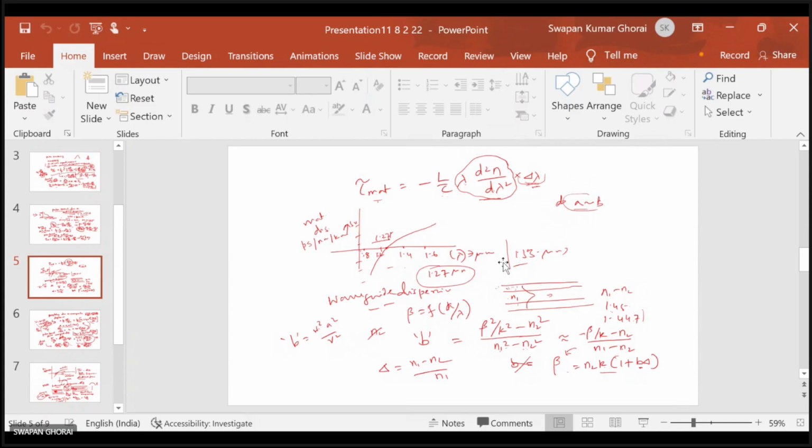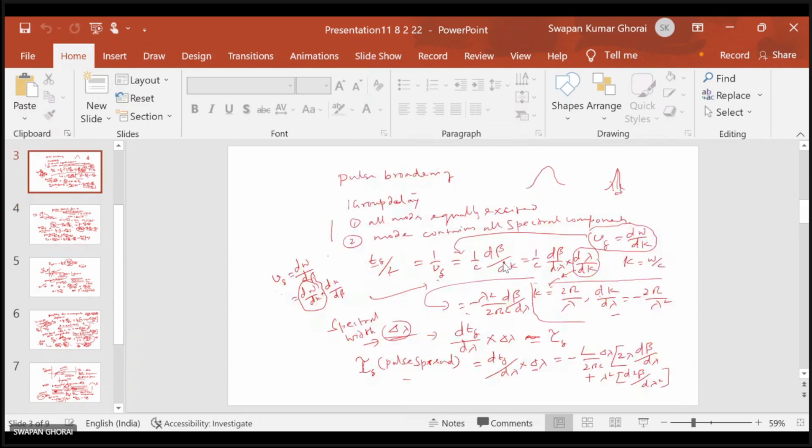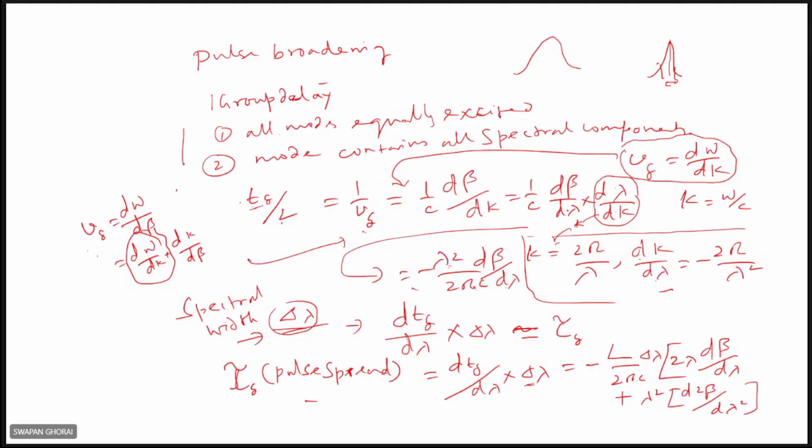Initially, we saw pulse broadening, and how to calculate it. We have seen this dispersion effect. In a fiber, if you launch some pulse, the shape will be broadened, right? Because of the dispersion effect. But not necessarily. I told you also, the pulse shape can be narrowed. It can be narrowed also because of nonlinearity.